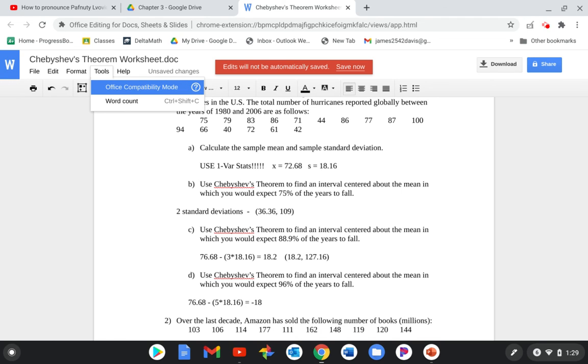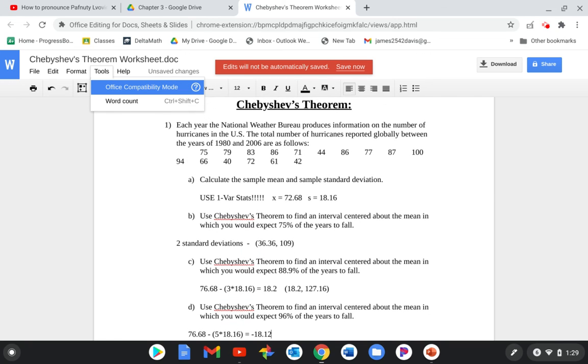However, think about the context of this problem. We're talking about the total number of hurricanes reported globally in this scenario. Well, you can't have negative 18 hurricanes. So when you write this, you don't actually want to write negative 18. You actually just want to write the lowest possible number, which is 0. And your upper bound will still be fine. The upper bound on this one is still going to be, let's see, it's 163.48.